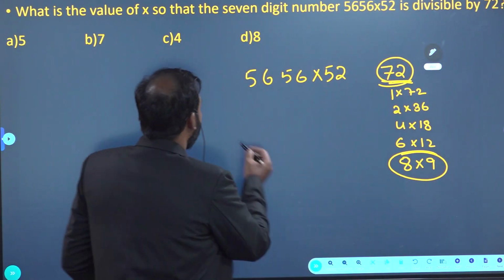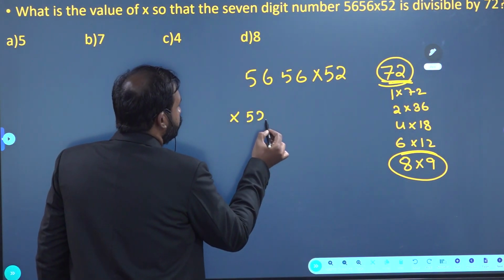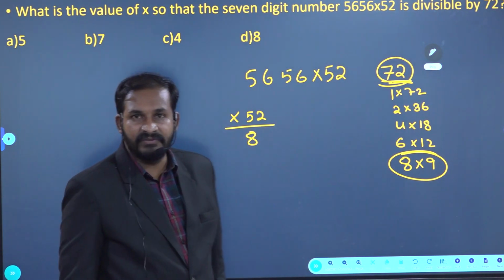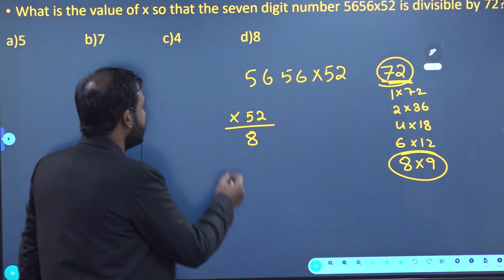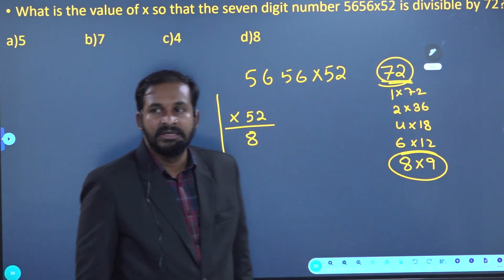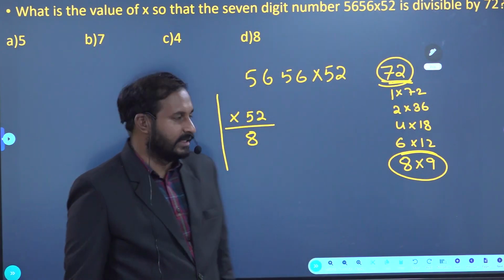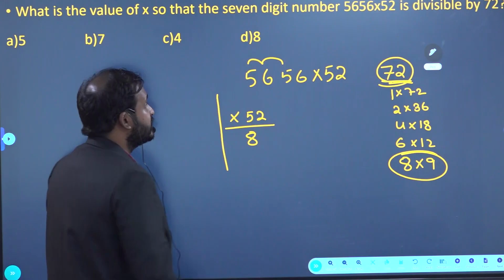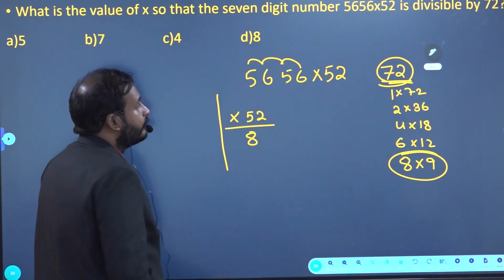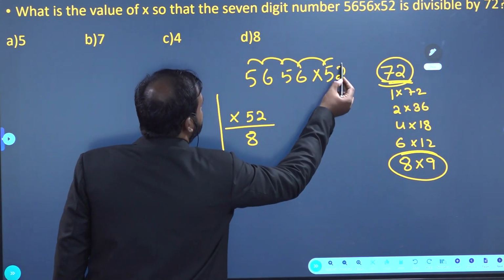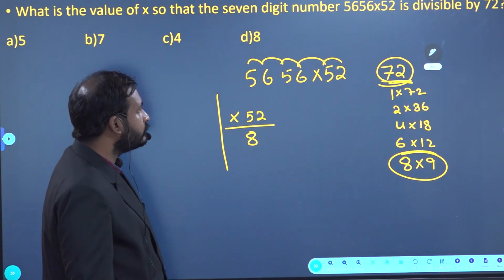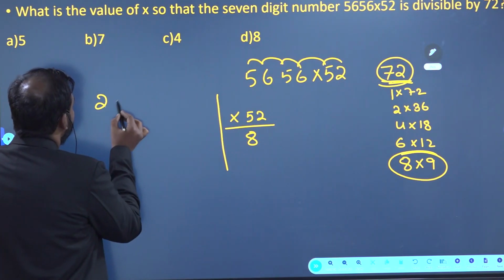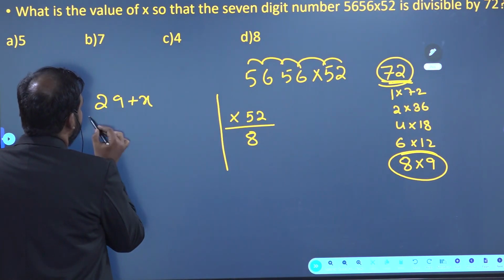So that means x52 should be divisible by 8. Okay, this is one condition. What is the other condition? The sum of the digits should be divisible by 9. That means 5 plus 6 is 11. 11 plus 5 is 16. 16 plus 6 is 22. 22 plus 5 is 27. 27 plus 2 becomes 29 plus x.